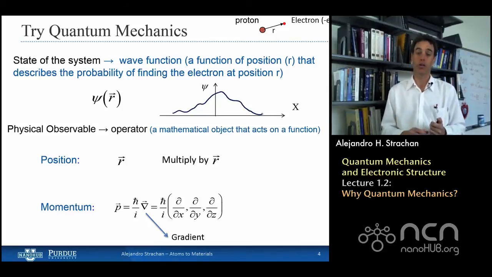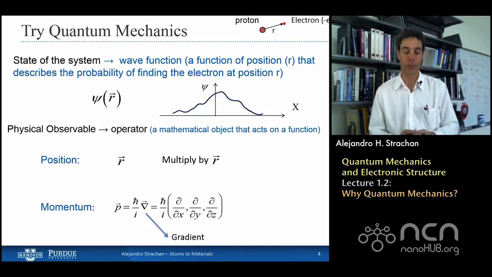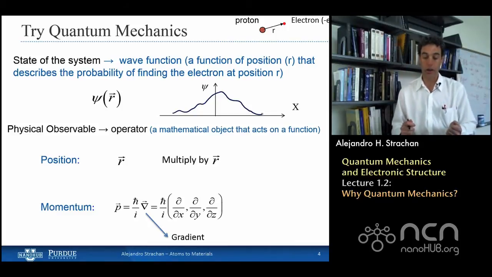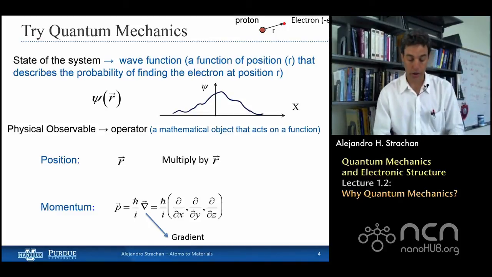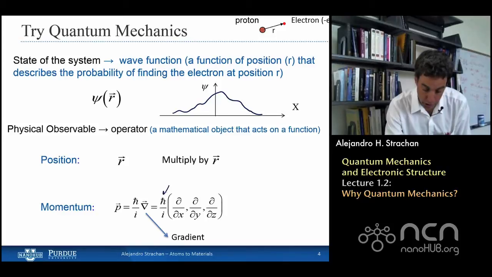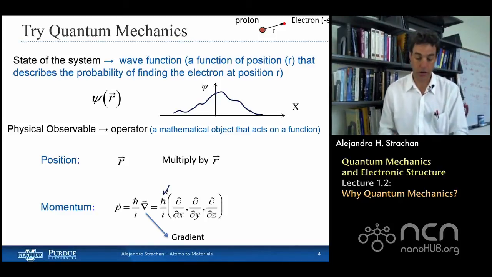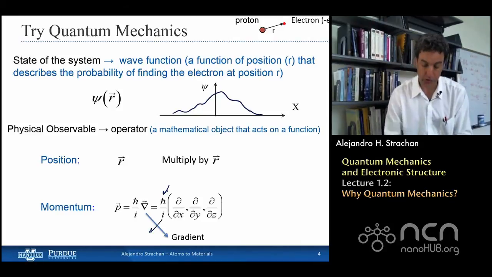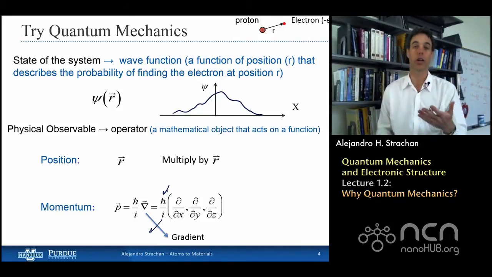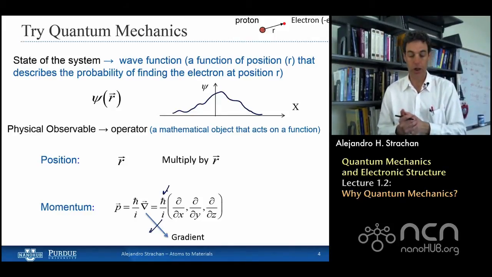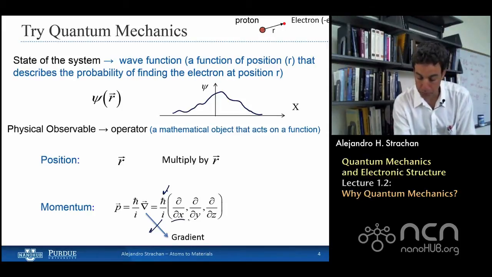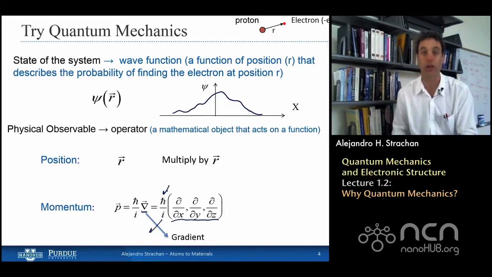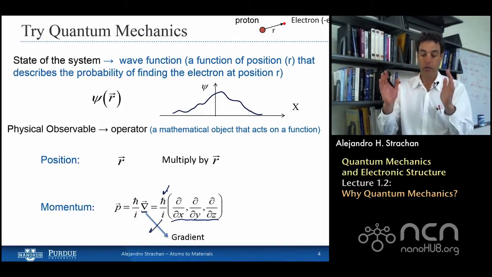The second operator that we need to worry about is the operator for momentum. The operator for momentum is proportional to the gradient of the wave function. It has two prefactors, h bar at the top, where h bar is Planck's constant, and i is the imaginary unit, the square root of negative one. That's just a constant prefactor times the gradient operator. The gradient operator, what you see on the right explicitly, is typically described by this letter called nabla.